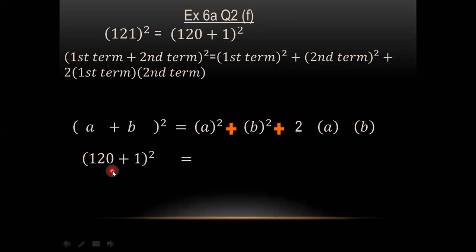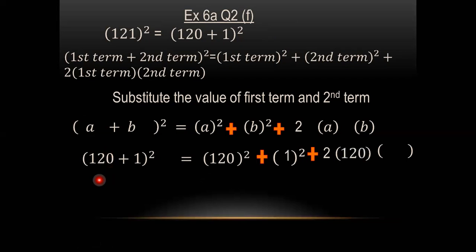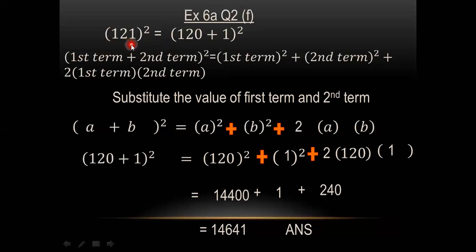जिस फॉर्म में हमने इसको substitute करना है. Now substitute the value of the first and second term. Write down the blank slots and then write down the value of a, which is 120, and the value of b, which is 1. 120 whole square is 14400. 1 square is 1, and 2 into 120 into 1 is 240, and the sum of all of these is 14641. और अगर हम directly भी 121 को 121 से multiply करें तो 14641 obtain हो जाएगा.